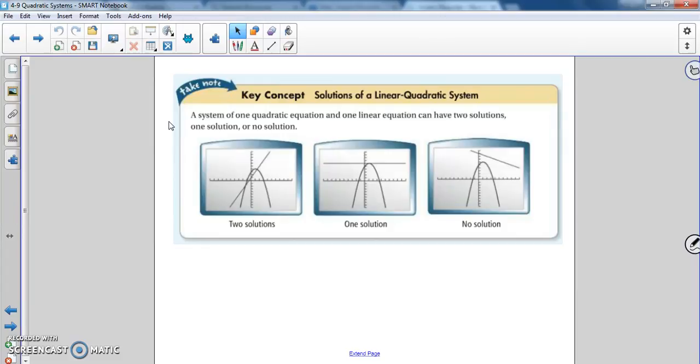So still, once again, the points where the graphs hit, where the equations intersect each other, is where we have our solutions. So we can have two solutions. Like in our first graph, we can have one solution where our vertex is on the line, or we can have no solutions where the two graphs do not intersect.